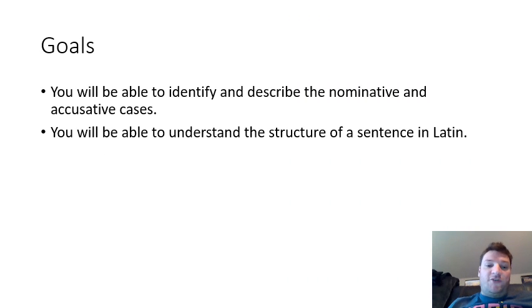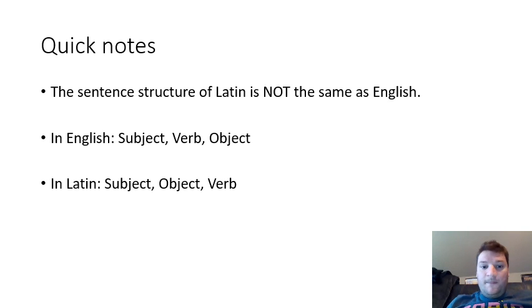So remember our goals for Thursday were identifying the nominative and accusative cases and the structure of a Latin sentence. So the Latin sentence is not the same as English. In English, it's usually structured like the subject, verb, and object. In Latin, it's mostly subject, object, verb. Now, that's not 100% always going to be true, but for the most part, it's going to be true in the beginning. The verb will mostly come last, the object will come second, and the subject will come first.